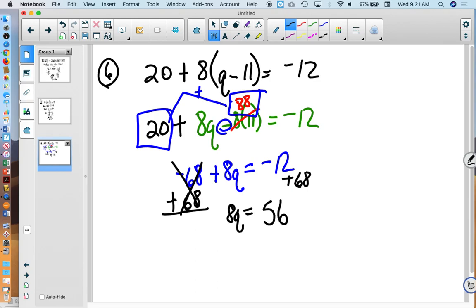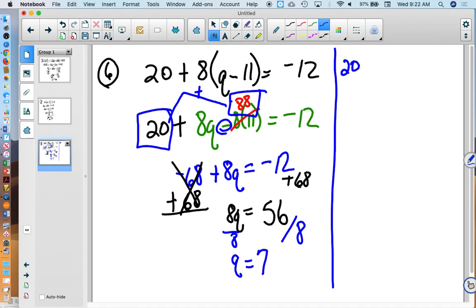Q has to be alone. How do I get rid of the 8? How do I get rid of it? Divide by 8 on both sides, division property of equality, and Q now becomes 7. 7. Does it check? Does it check? That would be the question.